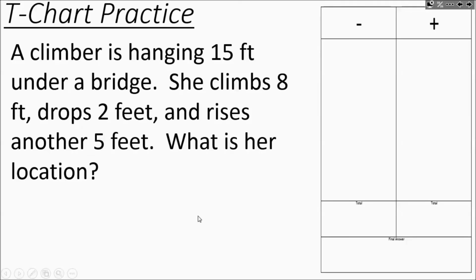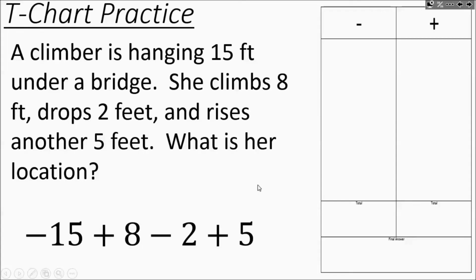So now we have a climber. Go ahead and read the problem. Pause it. All right, so you're going to write down the essential numbers. A climber is hanging 15 feet under a bridge.